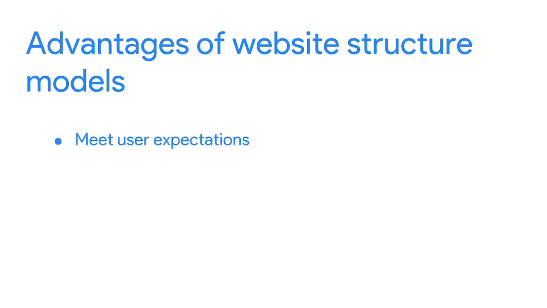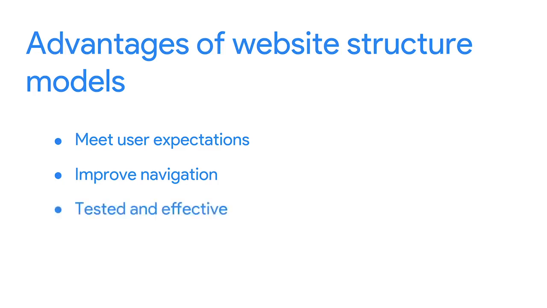4 common website structures: hierarchical, sequential, matrix, and database. Aligning the structure of your website with one or more of these models has a few advantages. First, users have expectations for how websites work based on their prior experience using other websites. Site structure models, like the 4 we just discussed, make sure that your website meets those user expectations. Second, structure models improve navigation of websites as they add organization. Following a website structure model makes it easier for you, as a designer, to build in logical cues that orient and direct your users. And third, these structure models have been tested over time and have proven their effectiveness.